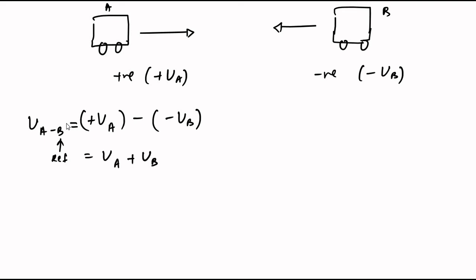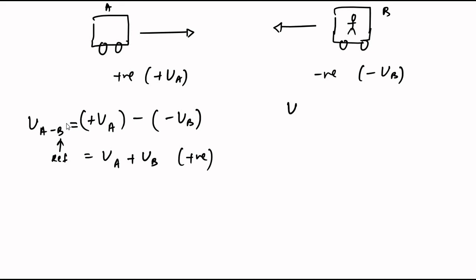So in this case, regardless of the magnitude, it will always be positive, which means to someone sitting inside B, it will always appear as if this vehicle is moving towards it with a velocity of VA plus VB.